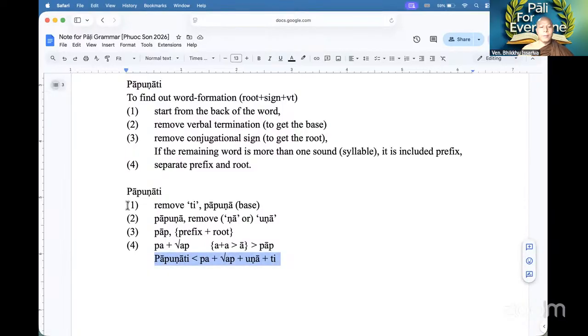So that is the 4 steps. For some verbs, only 3 steps are enough. But for some, we need one more step to find out. We need to apply it in this way.